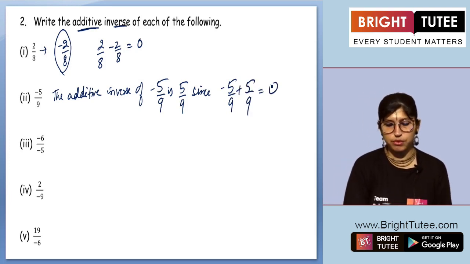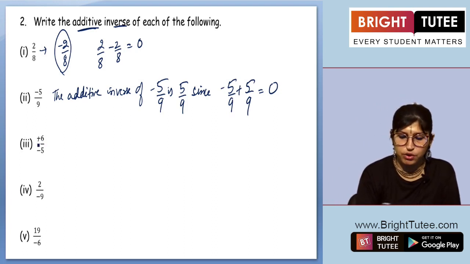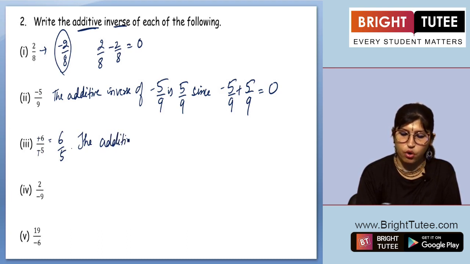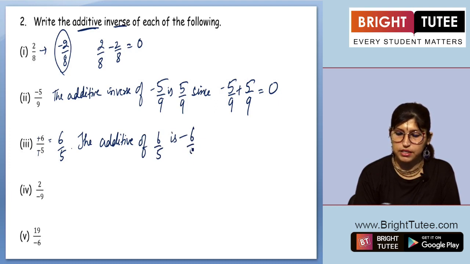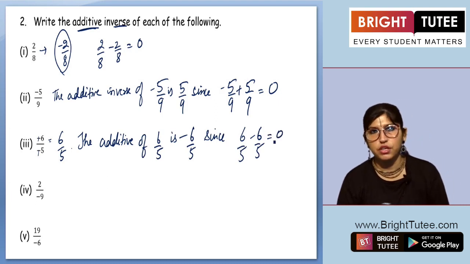Let's move on to the next one, minus 6 upon minus 5. So we'll just cancel out whatever we can. We can cancel the minuses out, so we're left with only 6 by 5. Now the additive inverse of 6 by 5 will be minus 6 by 5, as 6 by 5 minus 6 by 5 equals 0.